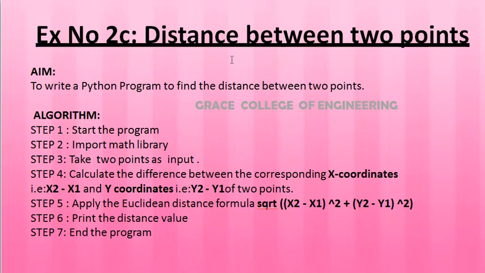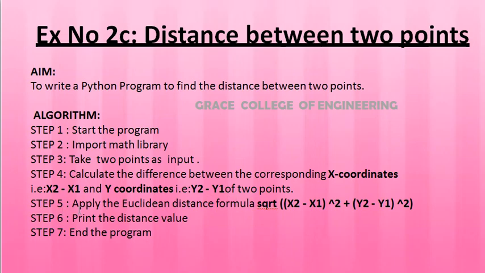Exercise number 2C, distance between 2 points. Aim. First you want to write the aim. To write a Python program to find the distance between 2 points. Algorithm. Step 1. Start the program. Step 2. Import math library. Step 3. Take 2 points as input. Step 4. Calculate the difference between the corresponding x coordinates, that is x2 minus x1, and y coordinates, that is y2 minus y1 of 2 points.